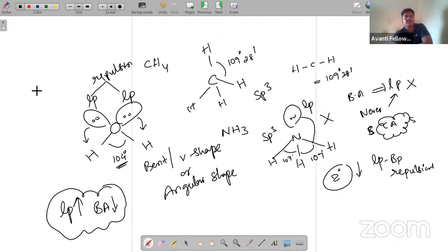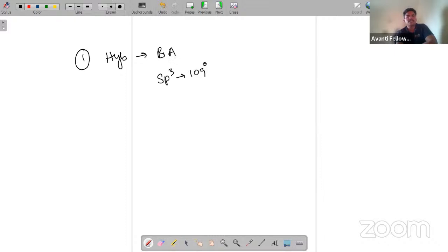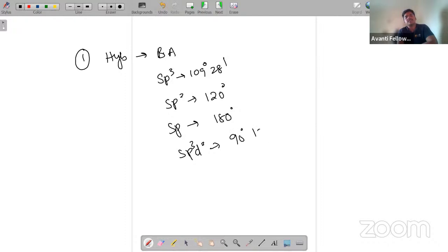First, what is the first factor you have seen here? The first factor is very simple: hybridization can help in determining the bond angle. So sp3, you will have 109 degrees 28 minutes. sp2 is 120 degrees, and sp is 180 degrees. sp3d, you will have 90 degrees and 120 degrees. Sir, can you show why this 90 and 120 degrees?